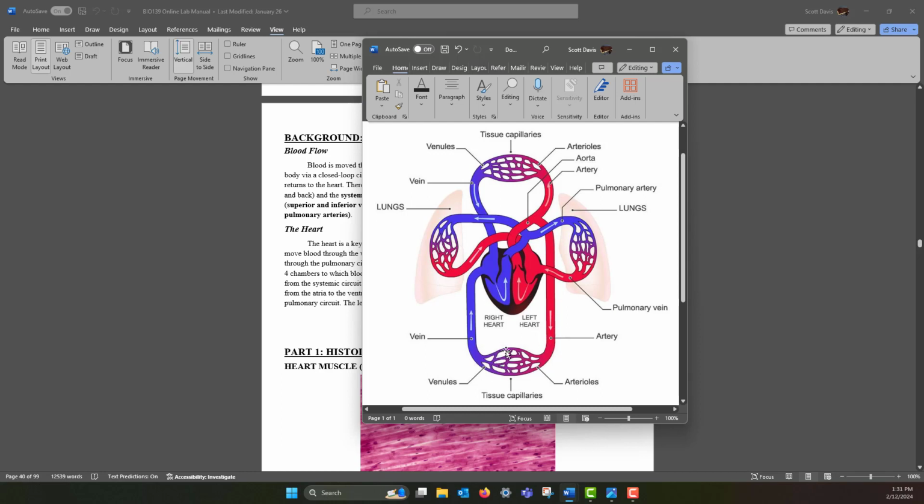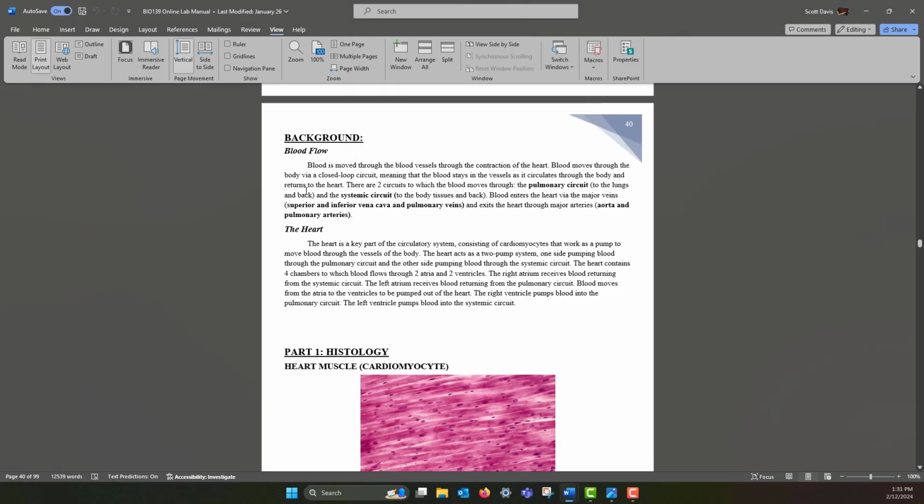We get to the tissues of the body. We're going to drop that oxygen off and pick up carbon dioxide, carry that back to the right side of the heart, and now we're starting all over again. So that is the systemic and pulmonary circuits mentioned here.